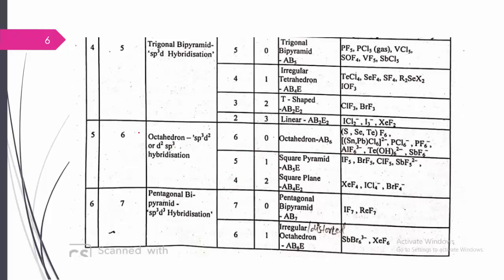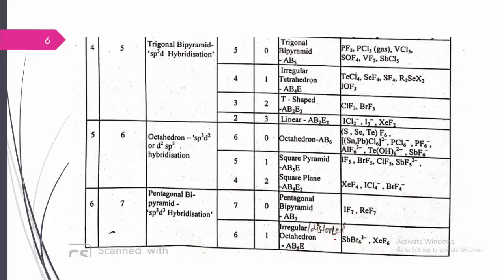At the same time, if octahedron hybridization has 5 bonded pairs and 1 lone pair, it forms square pyramidal. And sp3d2 hybridization having 4 bonded pairs and 2 lone pairs of electrons forms the square planar shape, that is XeF4 as well as ICl4 negative, BrF4 negative. And then finally, the pentagonal bipyramidal sp3d3 hybridization, which has 7 bonded pairs with 0 lone pairs of electrons, forms IF7 as well as ReF7. Same, sp3d3 hybridization having 6 bonded pairs and 1 lone pair of electrons forms an irregular or distorted octahedron shape.